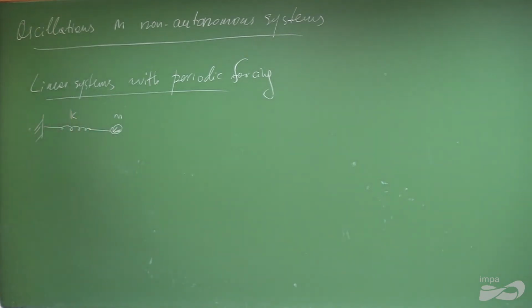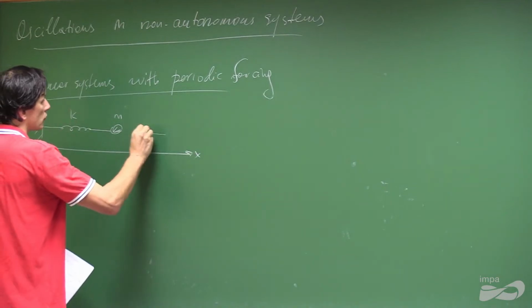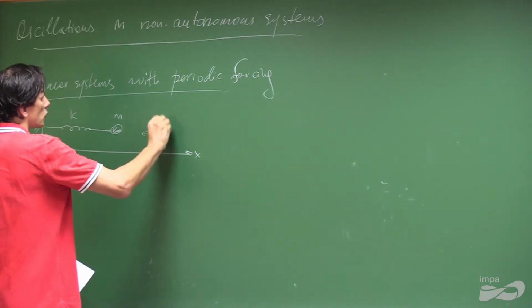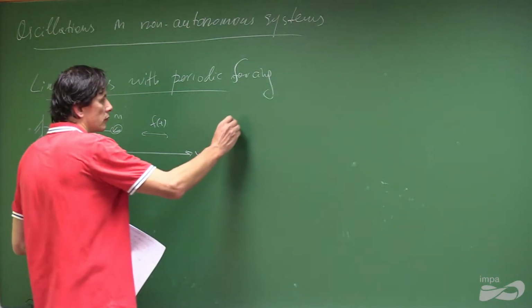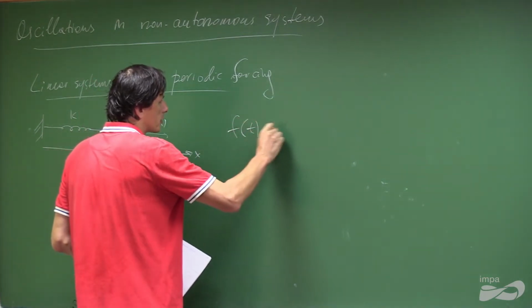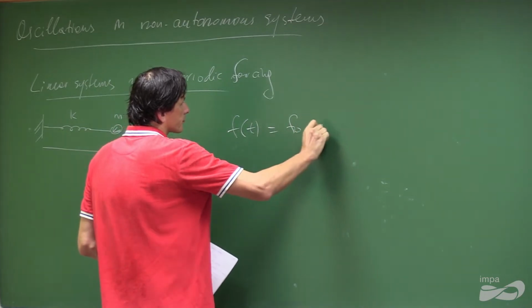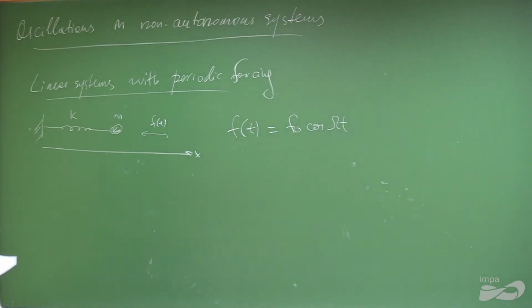mass and spring with coefficient k, no gravity, nothing, and we have a coordinate x, and then we put a force. F of t is we force the mass by an external force. We'll consider this periodic force, and to make it simple, we will just take it harmonic. So F0 constant times cosine omega t. Omega is frequency, F0 is amplitude.